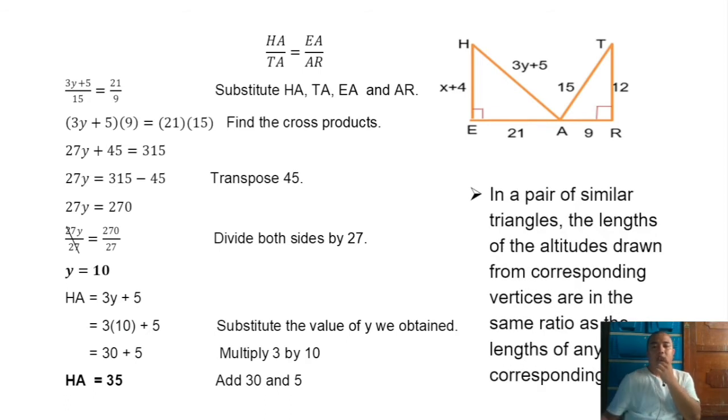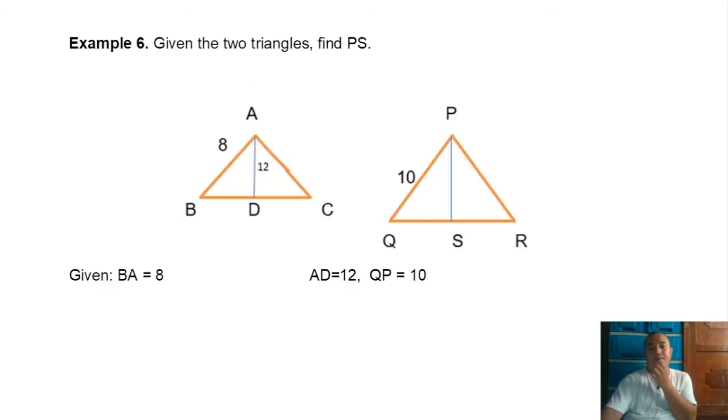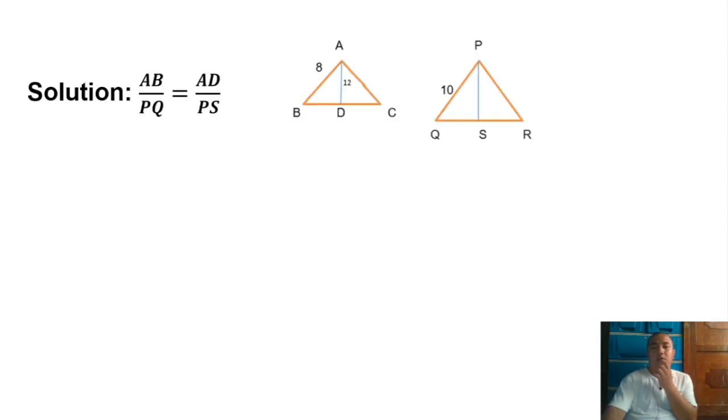So in a pair of similar triangles, the lengths of the altitudes drawn from the corresponding vertices are in the same ratio as the lengths of any pair of corresponding sides. Example 6, given the two triangles, find PS. In triangle ABC, AB is 8 and the altitude AD is 12. In triangle PQR, PQ is 10. What is the length of PS?